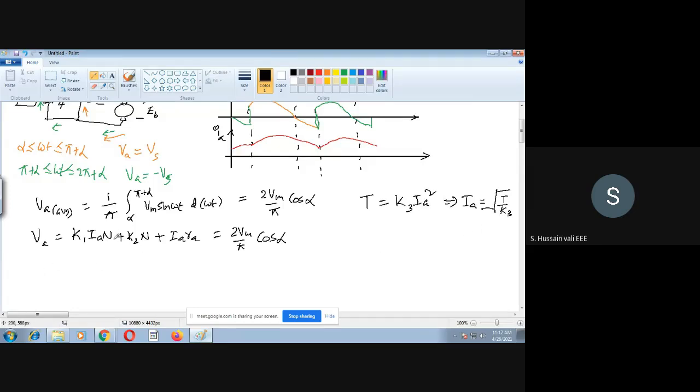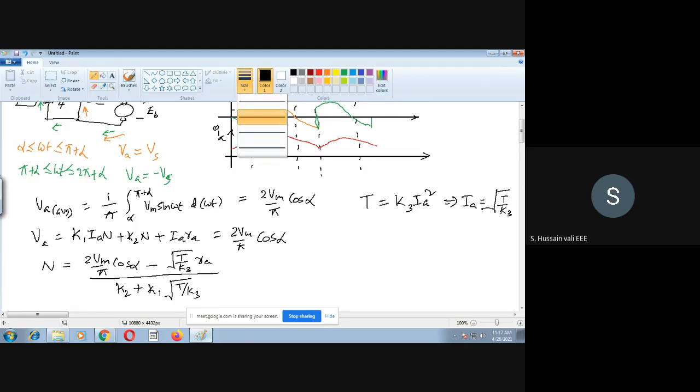So first of all, we will find out what N is from this. N is equal to 2 Vm by pi cos alpha minus Ia Ra. But what is Ia? Square root of T by K3 into Ra, whole divided by K2 plus K1 Ia. Once again, Ia is equal to square root of T by K3. Okay, this is the relationship between speed and torque, so that we are going to draw as a graph.